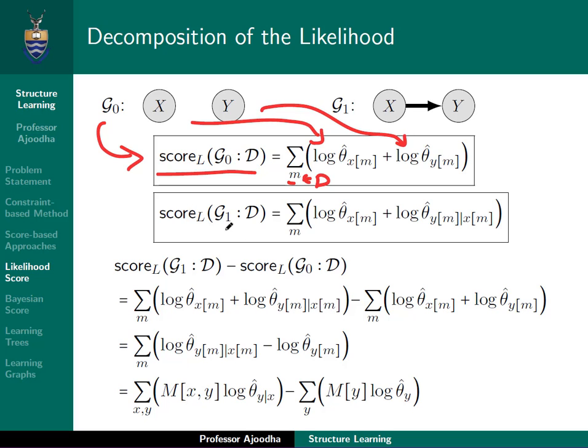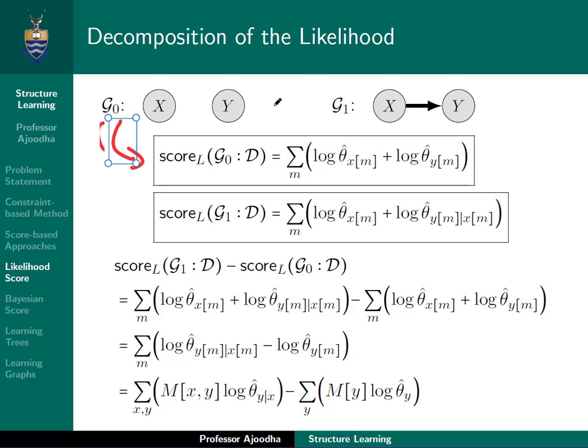Similarly, the score of the connected graph, G1, is equal to the log of the value of x, which is this part here, and then the log of the parameter of y given x[m], which is this part over here. Remember, this is P of y given x. So we end up with these two equations that describe the two structures we're looking at. So I said that if we subtract G0 from G1 and we get a positive answer, that means that we prefer the edge, and if we don't, then we'll get a 0 or a negative answer. So that's the likelihood score.